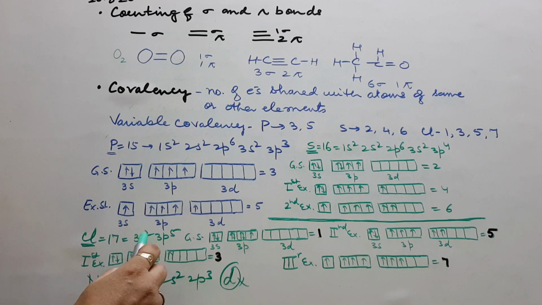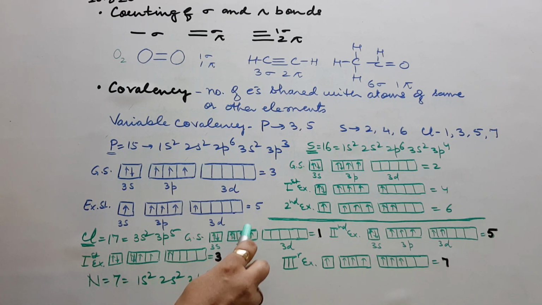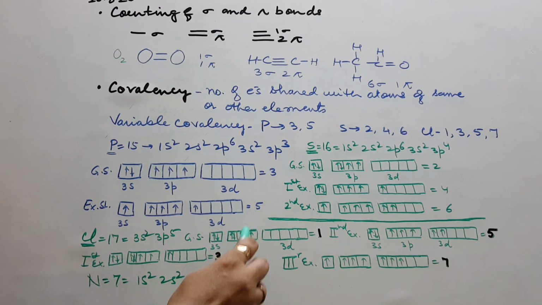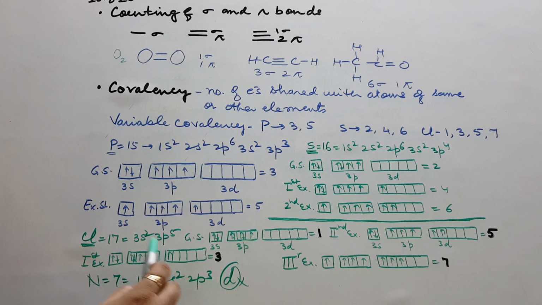I'm writing for the last time, 3s2 3p5. So 3s ground state here and 3p5. So it is showing only 1 because only 1 is unpaired. Then first excited state, what happens? Out of these 2 paired, 1 gets unpaired. This one got unpaired, so now this is unpaired as well as it jumped here. So it is showing 3 unpaired electrons.